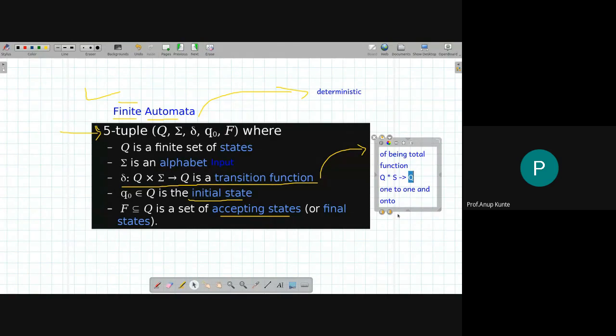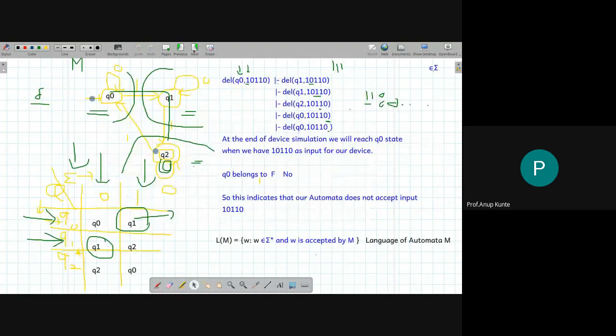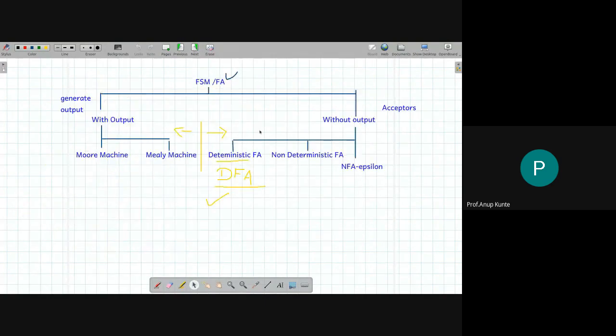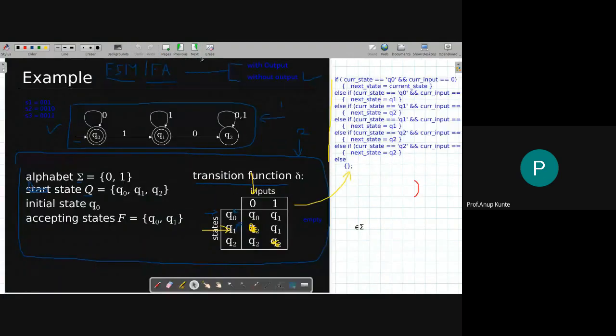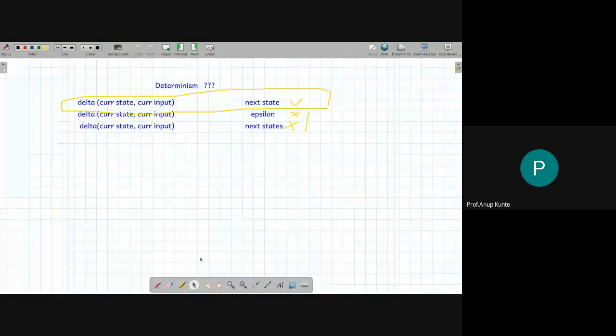Now, when a finite automata is not a deterministic finite automata? A finite automata will not be a deterministic finite automata when, yeah, where is that slide? Here. When I am in one of these two scenarios. So if I am in one of these two scenarios, the device is a non-deterministic finite automata or NFA.